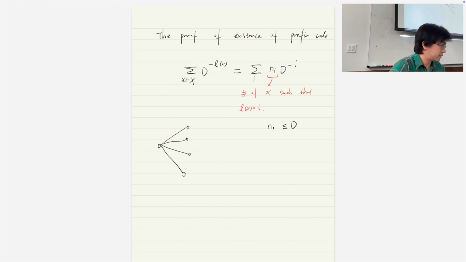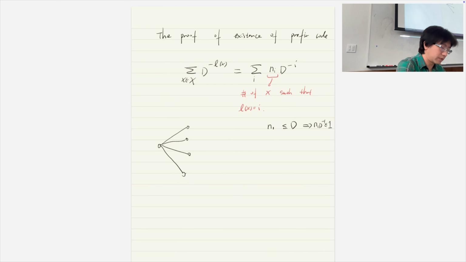Yeah, this is very important. So from here, we can get a very nice inequality, which is n1 times D^-1 is less than or equal to 1. Right? What is that? Is that familiar? Basically that's the Kraft inequality, if we only consider length 1 codes. Okay, so now we need to extend it.